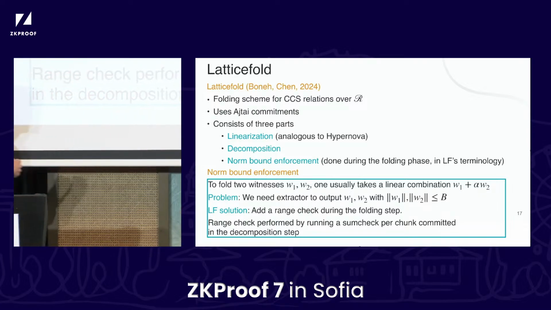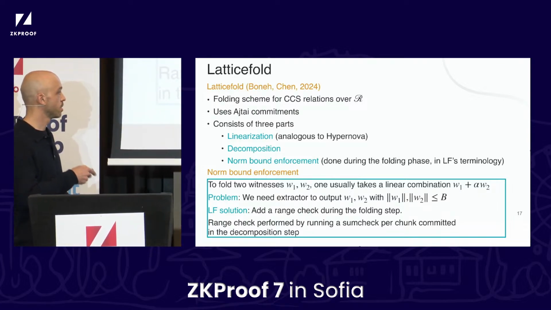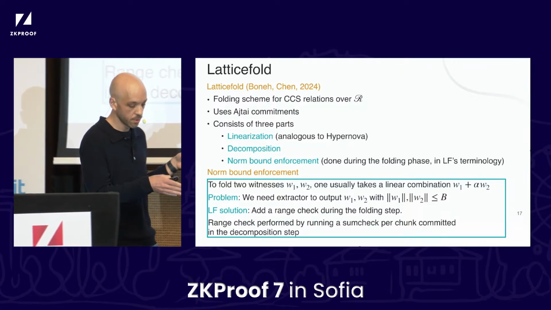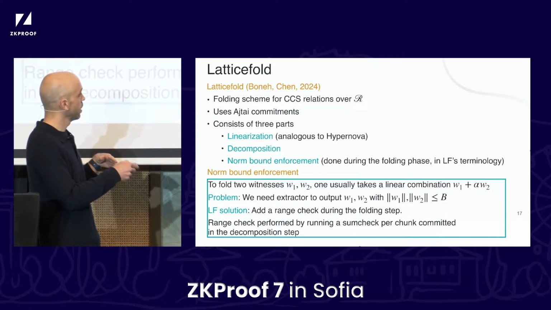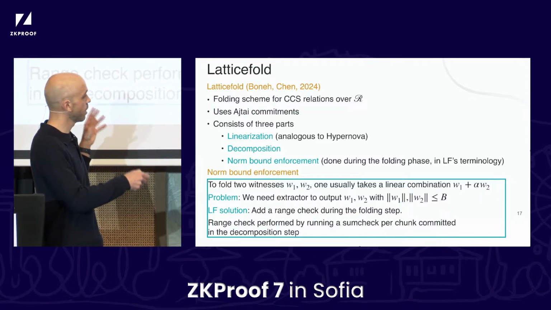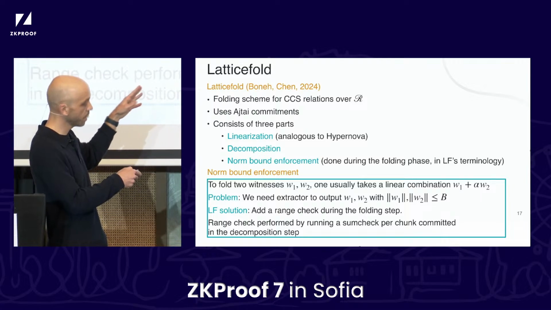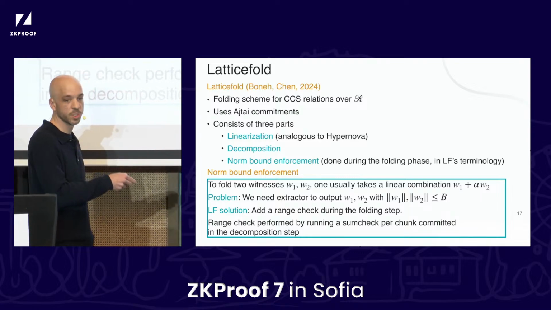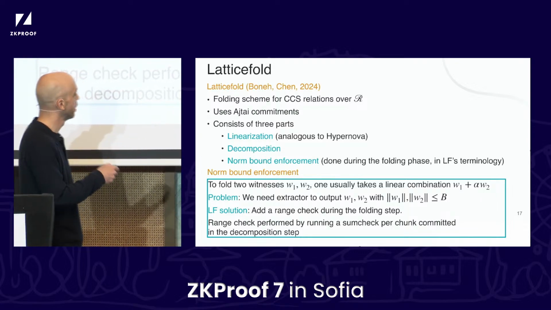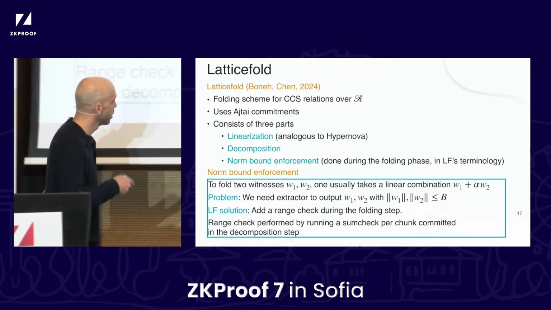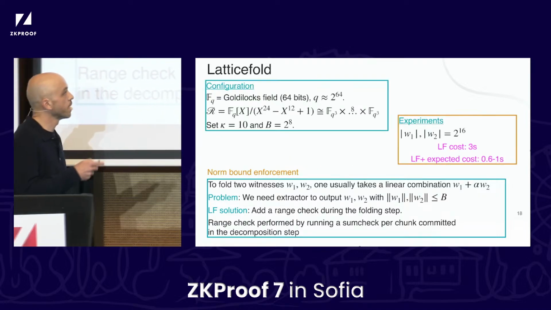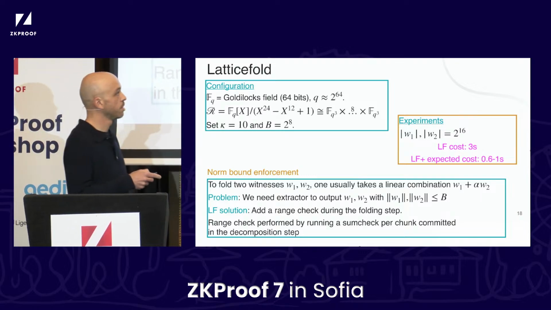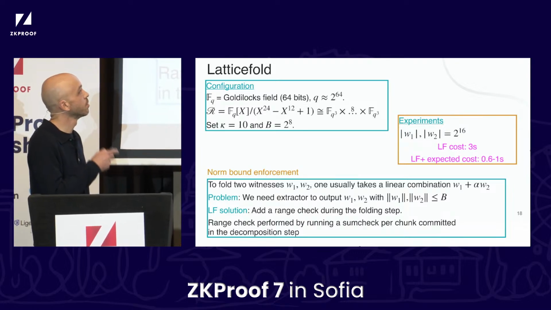So the range check is performed by running a sum check, and there's one range check per chunk. In the configuration I mentioned before, each witness has to be split into 8 chunks. So there are 16 sum checks, 16 range checks being proved at each folding step in LatticeFold. The cost we get for this range check enforcement step is 3 seconds with the same configuration as before.